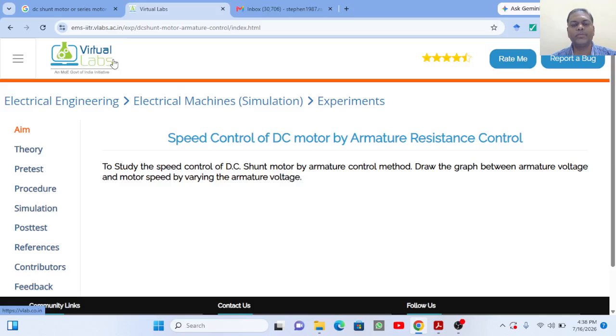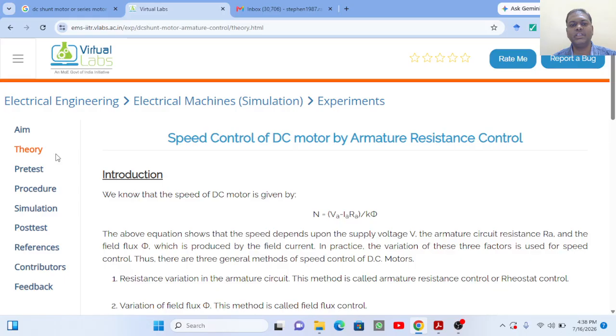Good morning everyone. Today we are going to do the experiment of speed control of DC motor by using armature resistance control method by using LabVIEW. This is the theory part for speed control of a DC motor by using armature resistance control method.